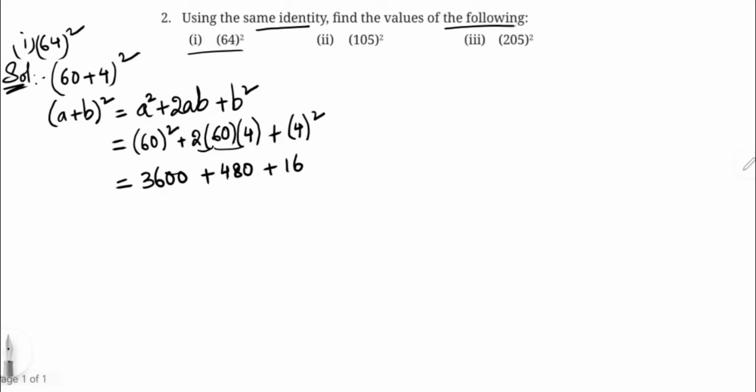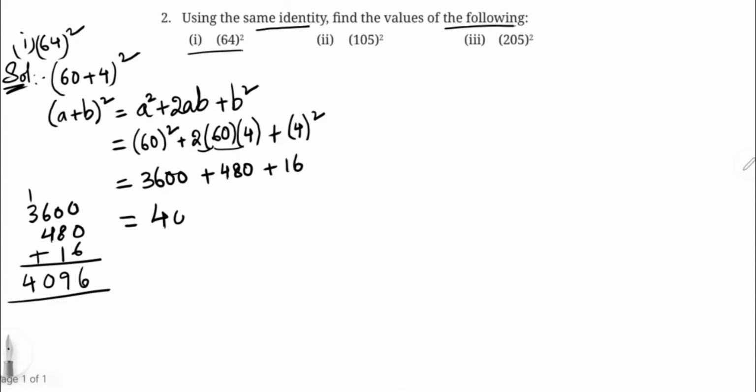Now let us add this all. So if we add 480 and 16 to 3600, we will get, this is 6, 8 plus 1 is 9, 6 plus 4 is 10, 3 plus 1 is 4. So we got 4096. 4096. So this is the first part.